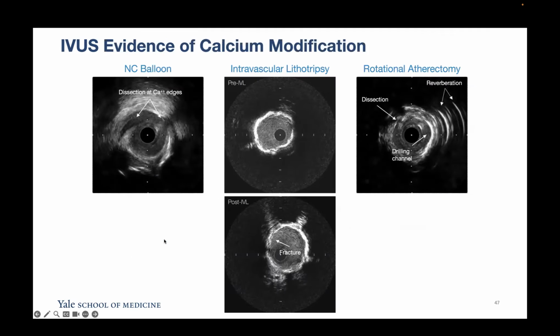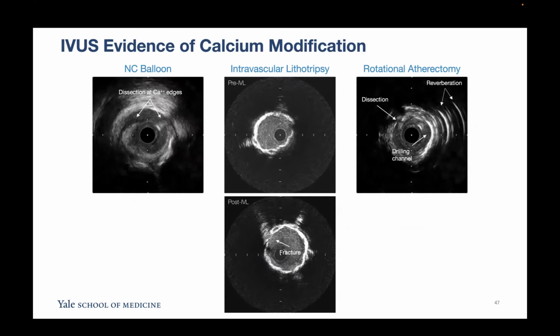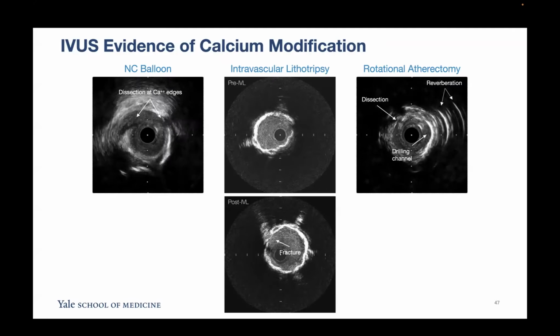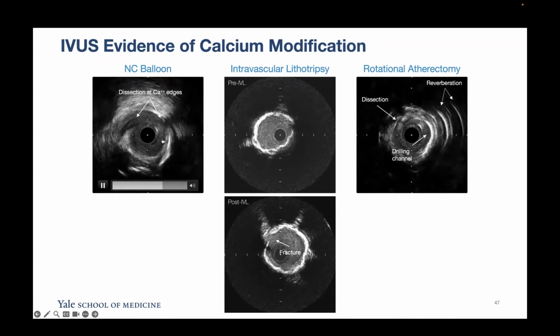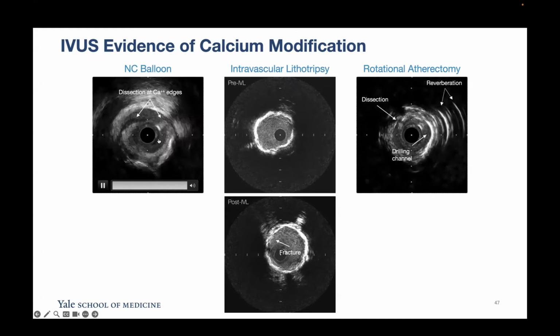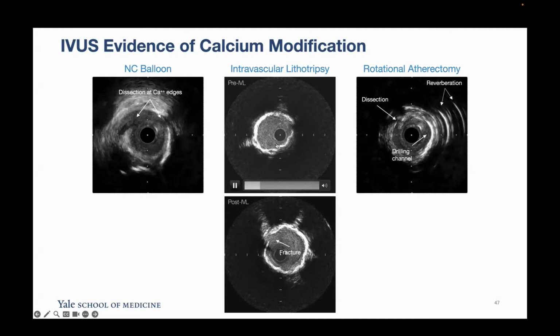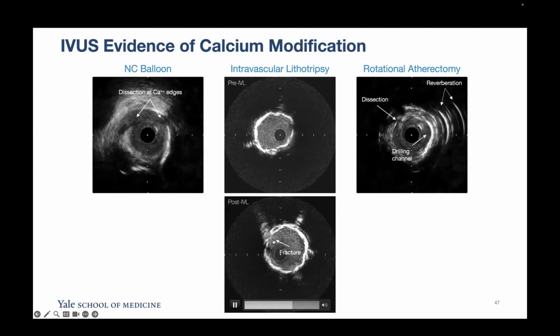Whatever technique you're going to use to modify calcium, it's always important to check if you really managed to modify it. These are examples I have for just non-compliant balloons. Usually we don't modify the calcium much, but we dissect the edges at the weakest point. With intravascular lithotripsy, you have a circumferential calcium here, and after IVL, you see a little break here.